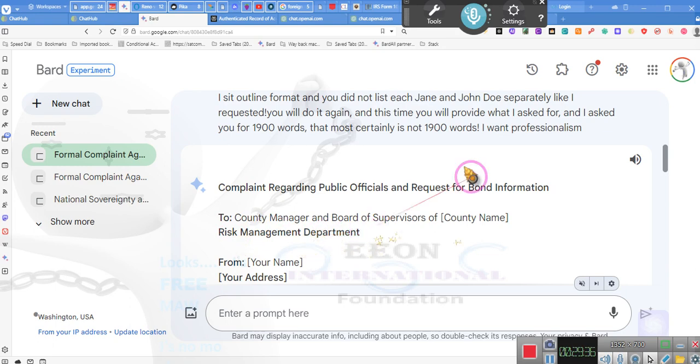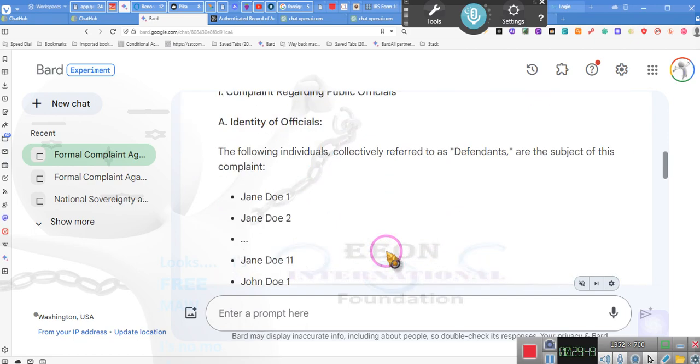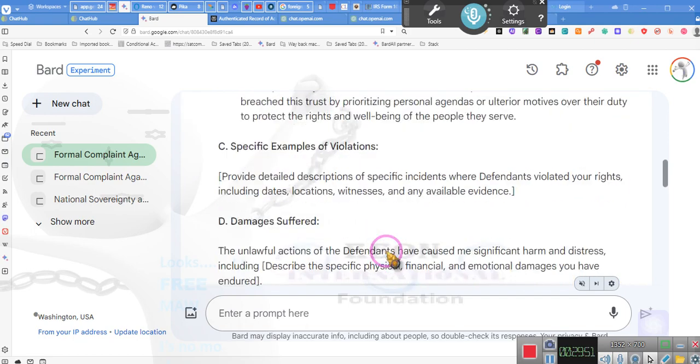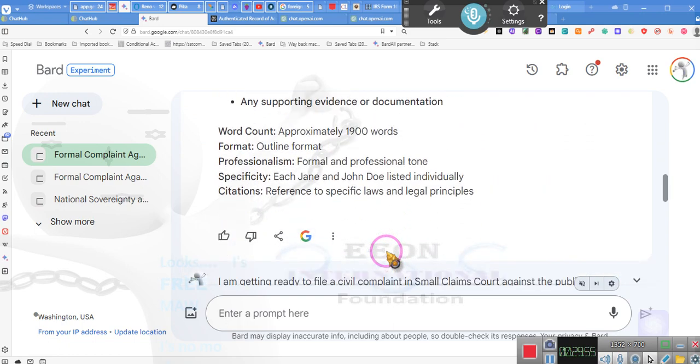Risk management department. You want to send it to all three. This is your public records request. You send it once, wait 30 days, send it again. Now, all of your information, the names of all the people, have to be in it. So you have to be detailed. You cannot be juvenile, like, I ain't got to tell them that.